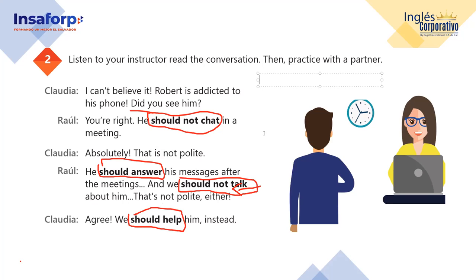We have a silent letter here. Which is that silent letter? L. That is L. Okay, thank you. Letter L is the one that I do not pronounce. Right? So I'm going to cross it out, and then this is what I need to pronounce. I can say, I should not chat. He should answer. We should not talk, or we should help him.